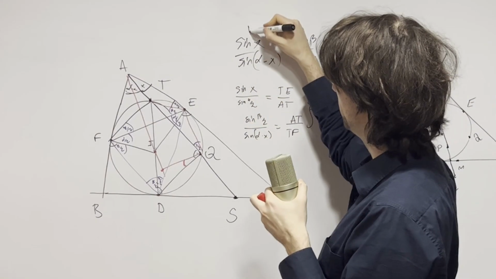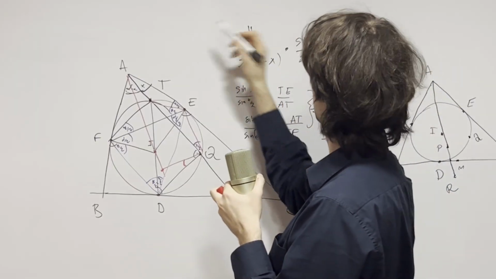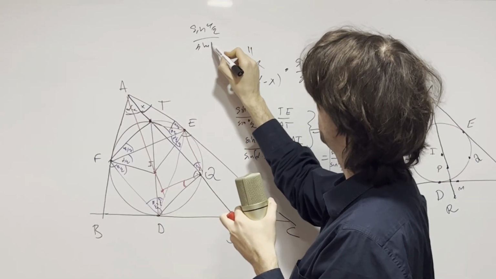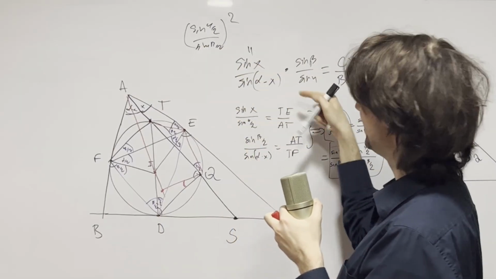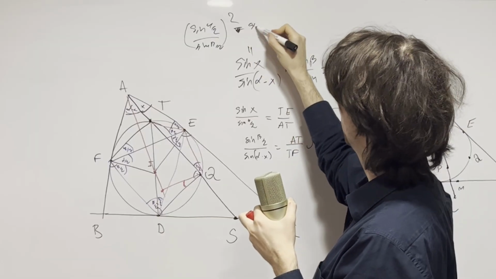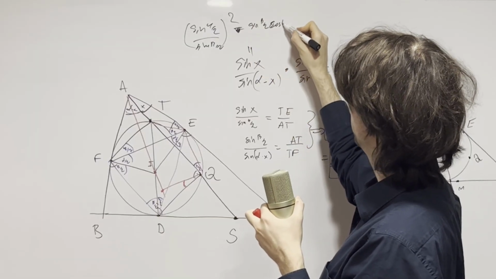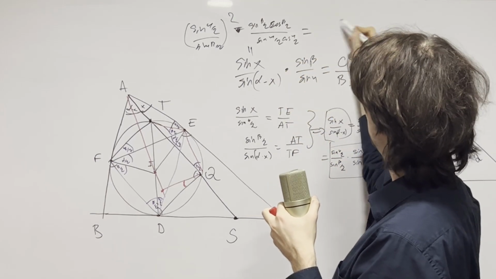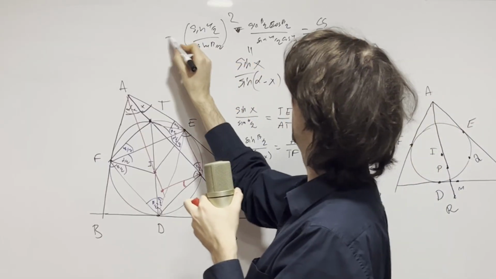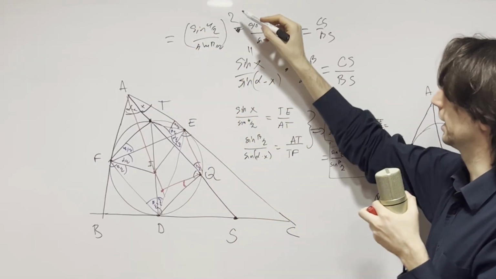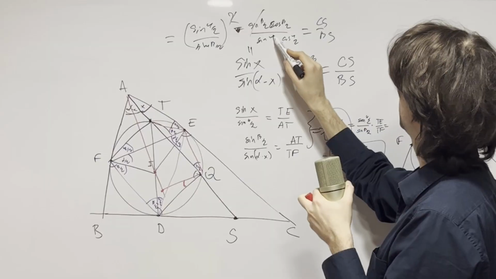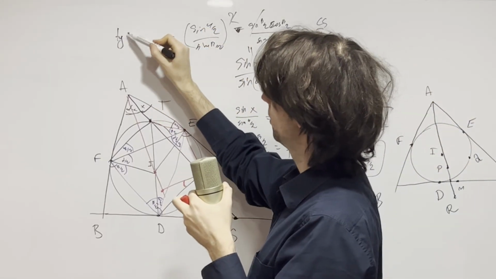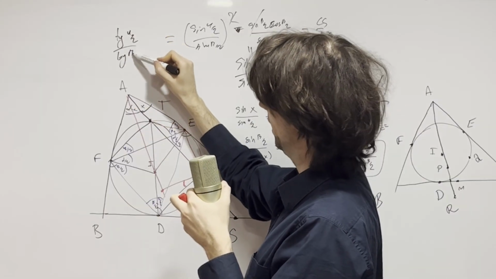So let's put this in here, and what we get, this is equal to sine of gamma half over sine of beta half, squared, and then this thing right here, we can transform this as sine of beta half cosine of beta half over sine of gamma half cosine of gamma half, is equal to CS over BS. And then this turns into, so one sine cancels out on every single side, and we're left with tangent of gamma half over tangent of beta half.